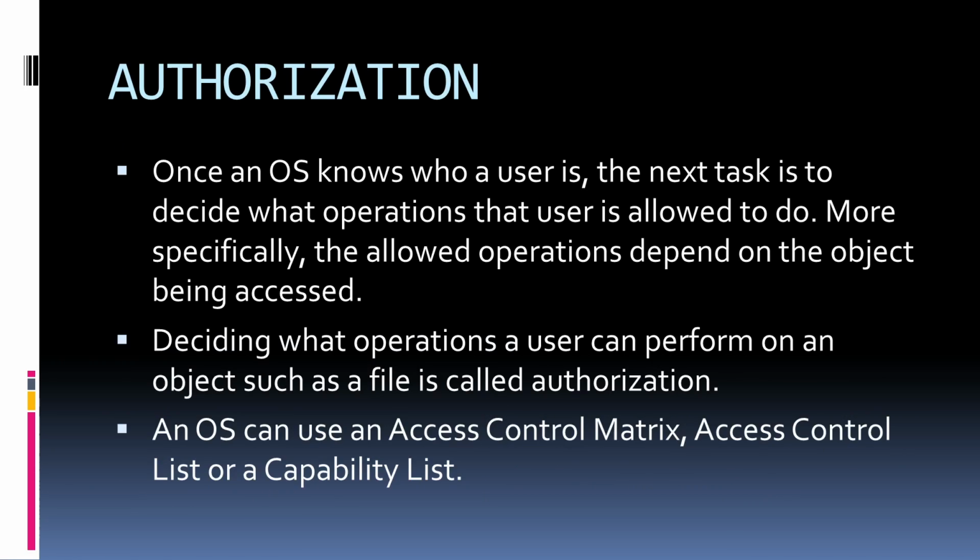Authorization. Once an OS knows who a user is, the next task is to decide what operations that user is allowed to do. More specifically, the allowed operations depend on the object being accessed. Deciding what operations a user can perform on an object such as a file is called authorization. An OS can use an access control matrix, an access control list, or a capability list.